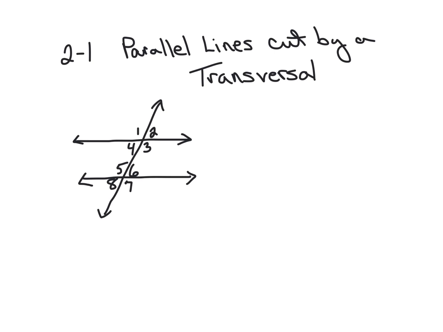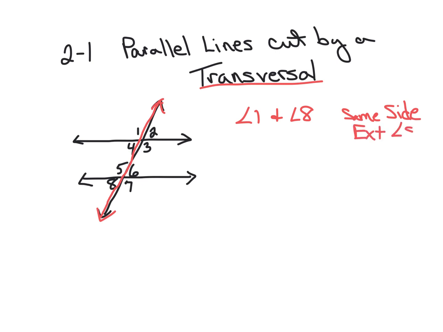So if those are parallel lines and the transversal is this, okay, that's the transversal. It intersects the parallel lines at two different points and makes those 8 angles. So angle 1 and angle 8 are what we call same side exterior angles. We have another pair of them, angle 2 and angle 7.